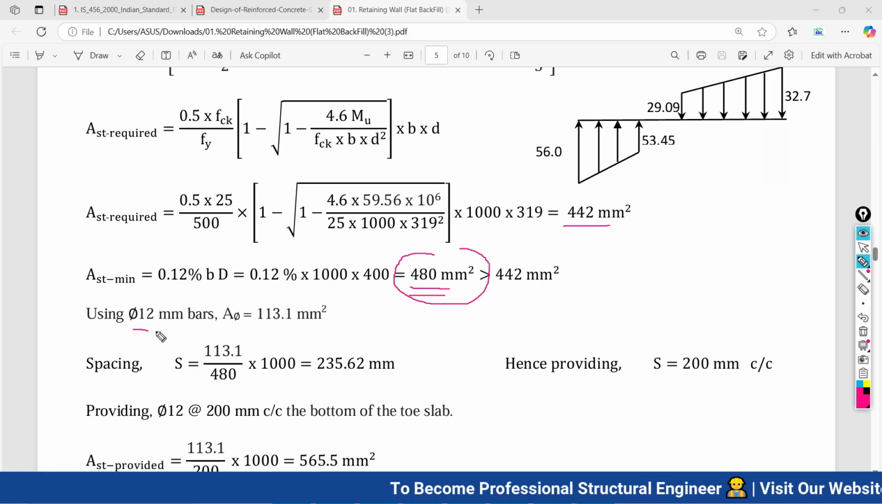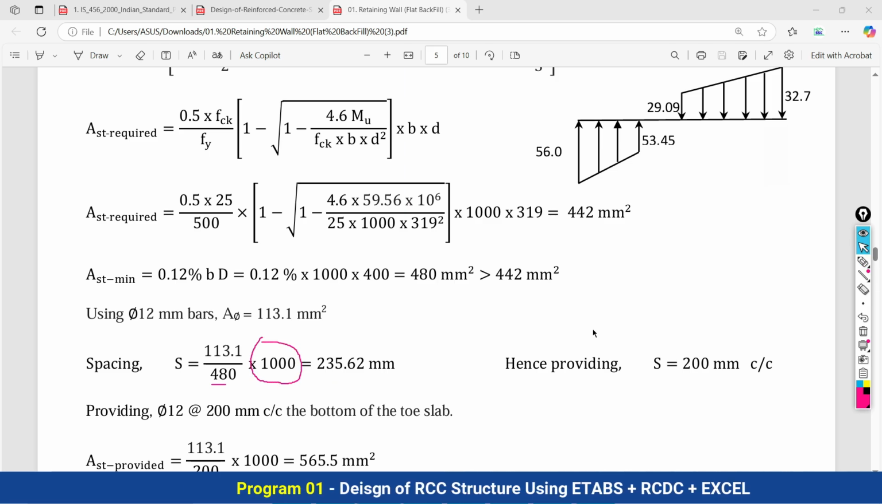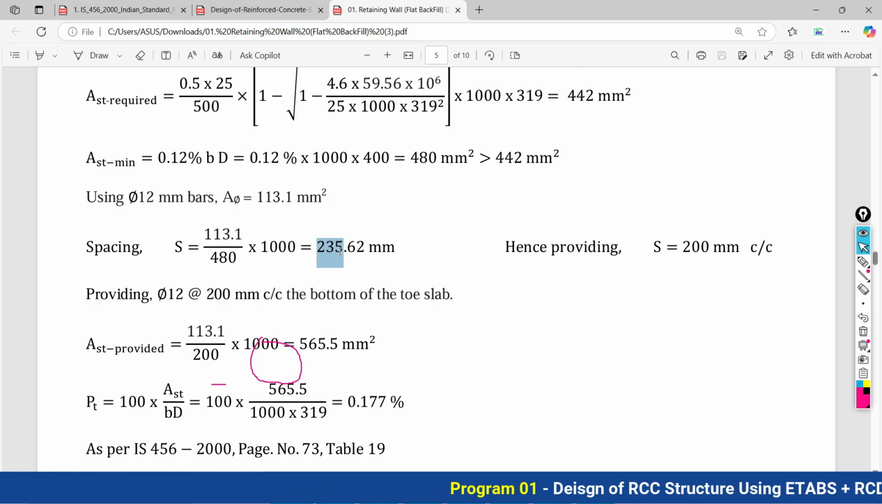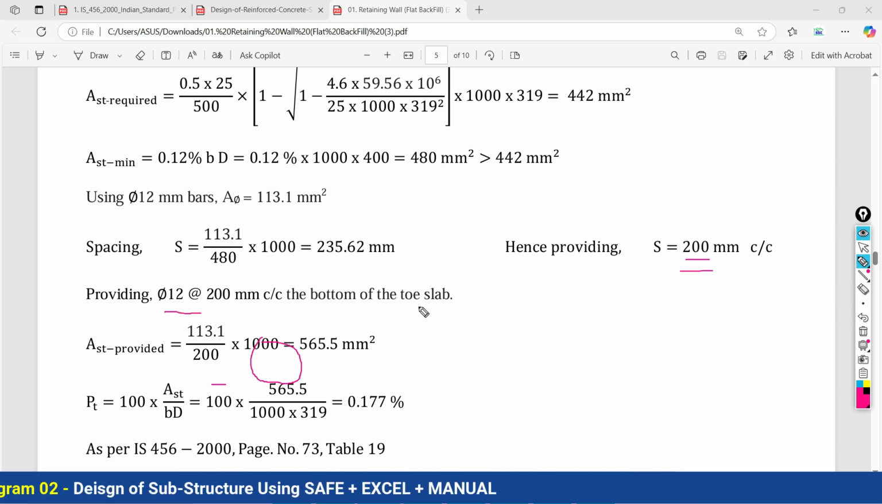So I would like to provide 12 diameter of bar. So unit area of 12 diameter of bar is going to become 113.1 mm square. So unit area divided by total area, this provision we are going to make over the 1 meter span. Over the 1 meter means 1000 mm. So spacing required for the reinforcement is 235.62. But as you know, for safety we are going to provide the spacing as 200 center to center.